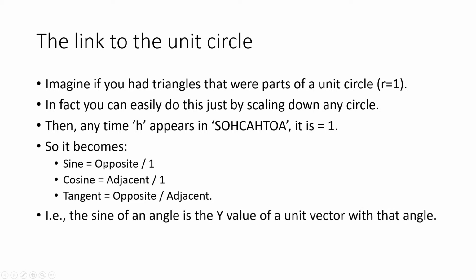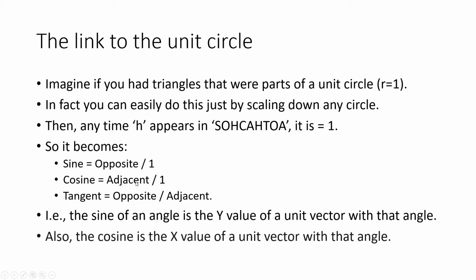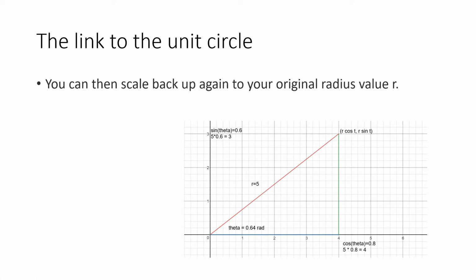So the sine of an angle is the y value of a unit vector, and the cosine of an angle is the x value. It doesn't really change tangent, but it means if you've got a unit circle, your sine and cosine are basically your y and your x values. So you can then scale back up again to your original radius. Remember, we scaled down our circle. So after scaling down and doing the sine and cosine, you can scale back up again.